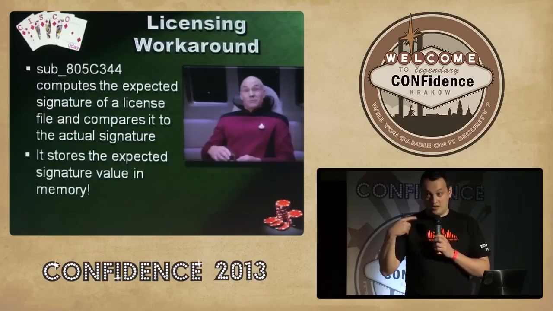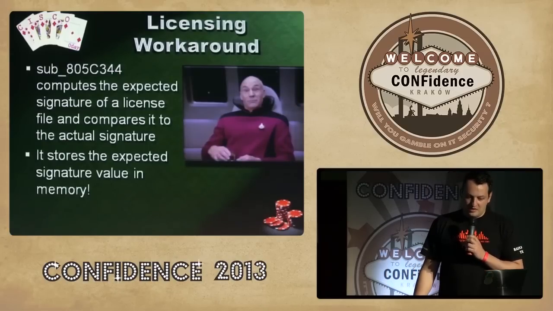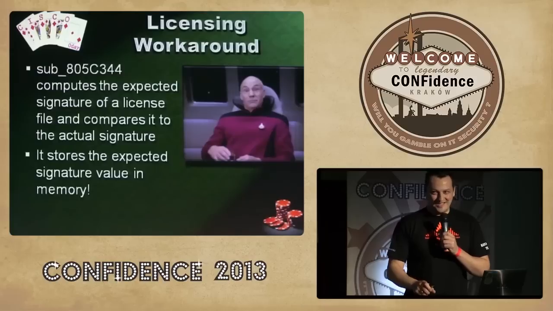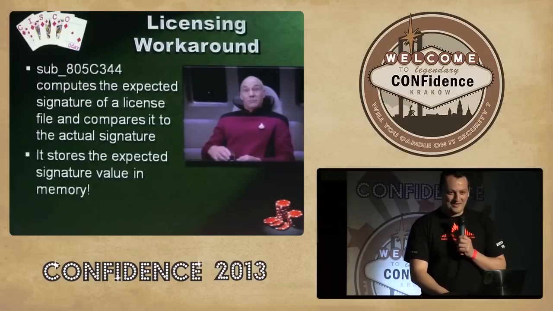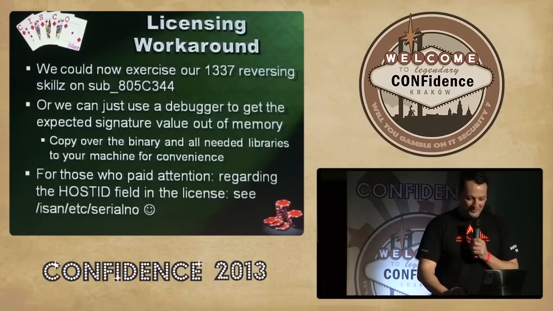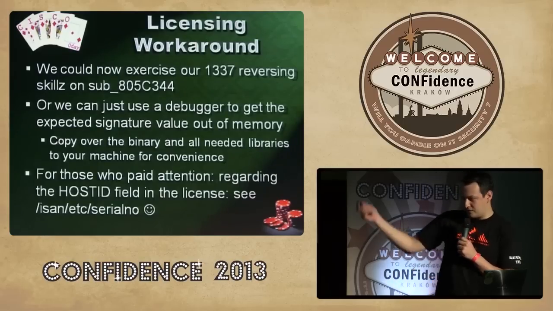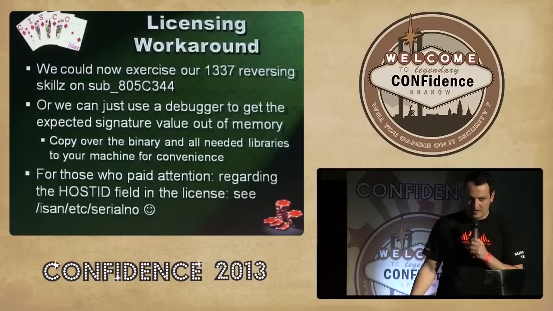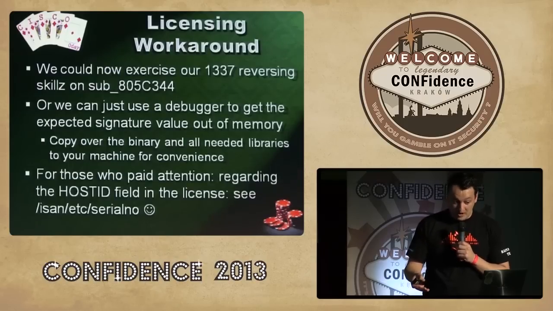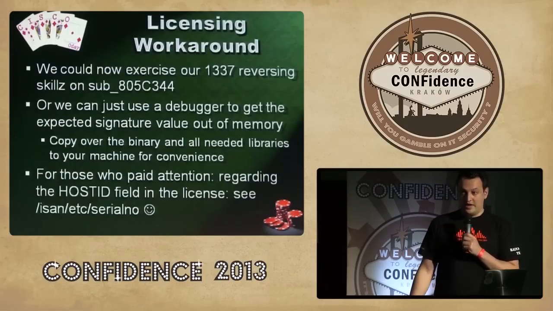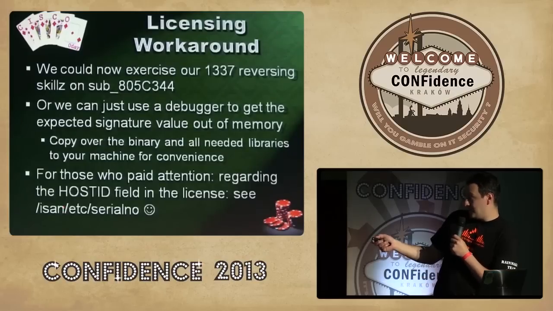It computes the expected signature, which means they don't use fancy crypto. It just computes the expected signature, keeps it in memory, and compares it to the one in the license file. And I was like, oh, that's good, that's pretty straightforward, because now we could do our elite reverse engineering on that function, but we also could just use a debugger, grab the expected value out of memory, and insert it into the license file. And if one of you paid attention, yes, there is this host ID stuff in the license. Just check the file that contains the host ID.